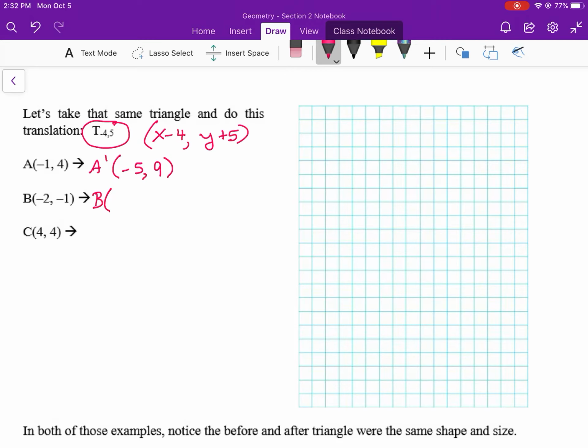B prime, let me know if that doesn't make any sense. -2 minus 4 is -6. -1 plus 5 is 4. And C prime, 4 minus 4 is 0. 4 plus 5 is 9. Okay, so it looks like I have to go up to 9, so I need to be careful. I don't have too many negatives, so I'm just going to maybe here with my y-axis as straight as I can make it.